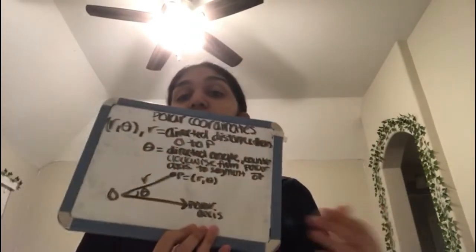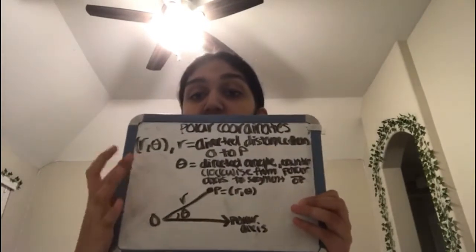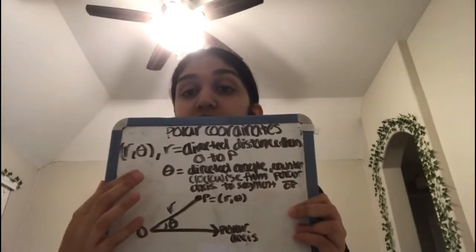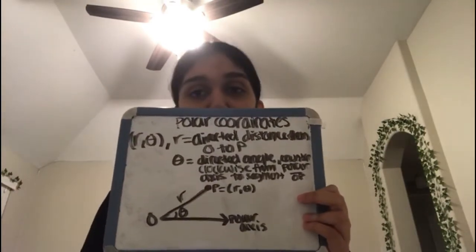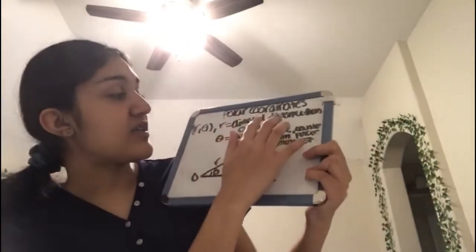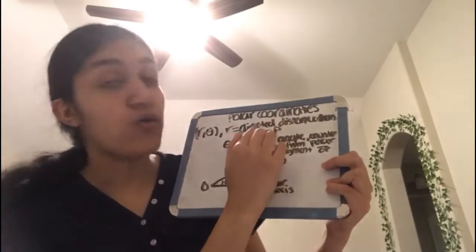Let me just give you a review of what you need to expect, or what you need to know before you start solving polar coordinates questions. First of all, the only main thing you need to focus on is r and theta. Now r and theta is just like x and y, but as I said, it's more different than that. So basically r is the directed distance from O to P.